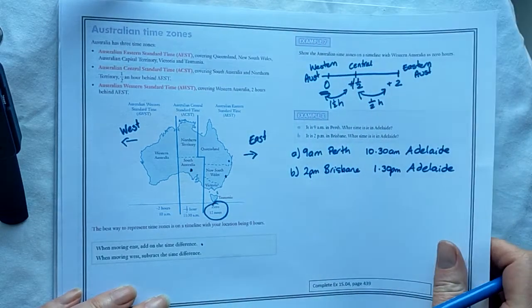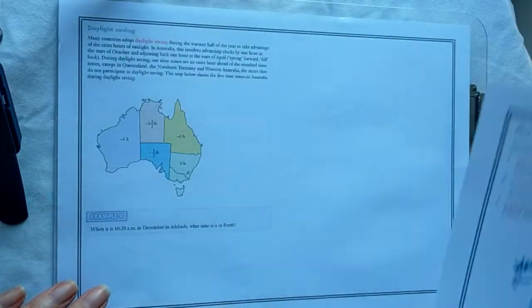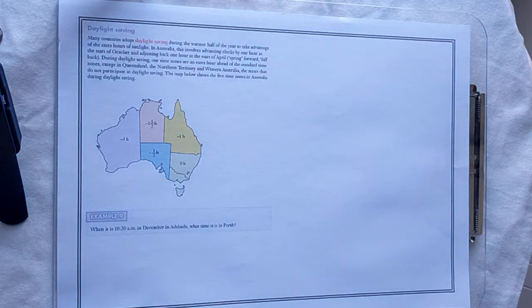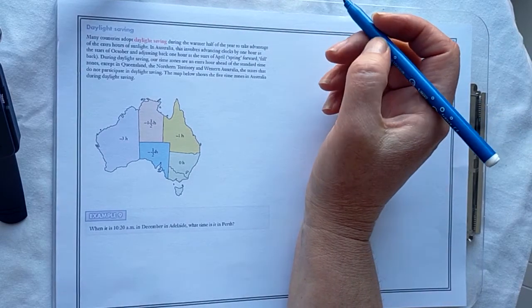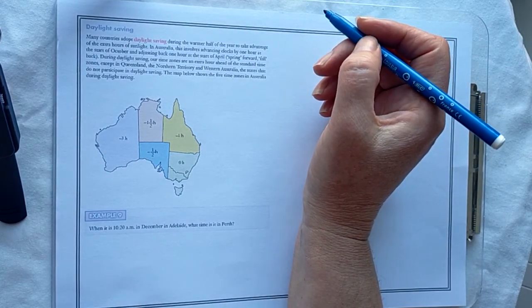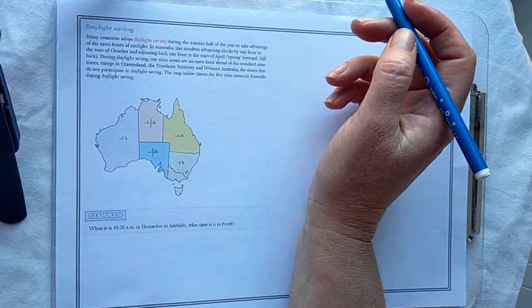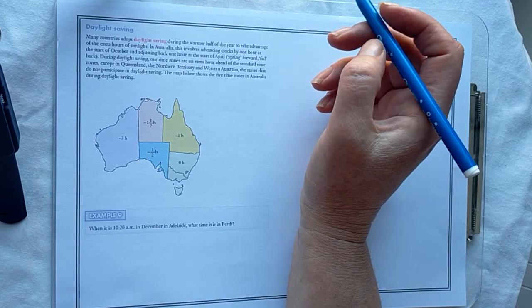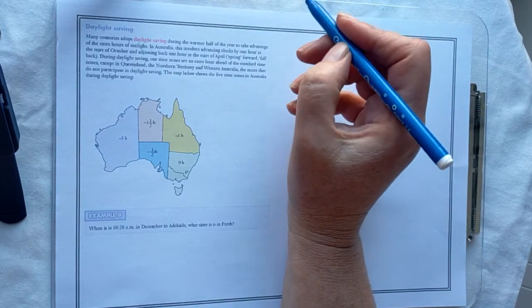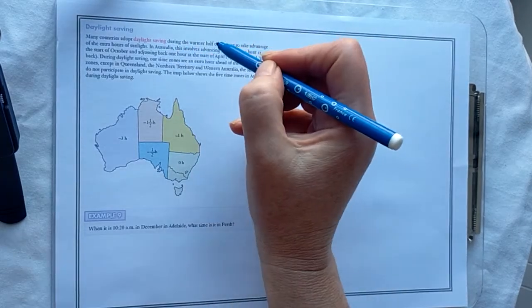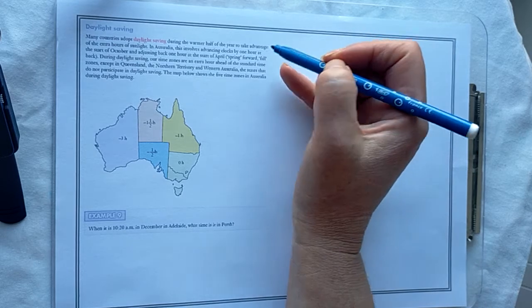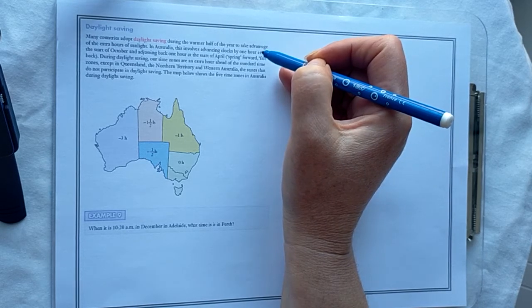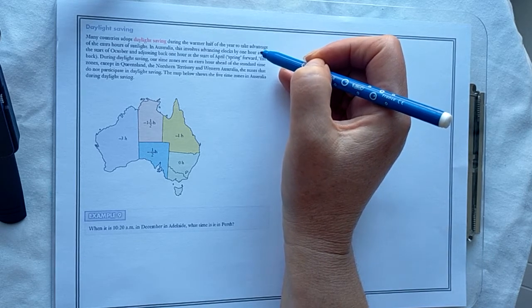Just to throw an extra layer of complication in, we've got daylight saving. So daylight saving happens during the warmer part of the year, mostly for people that work in offices. The people who farm don't particularly like daylight saving, but people who work in offices like to take advantage of the extra hours of sunlight. And so that changes the clocks by 1 hour in October and then back in April.